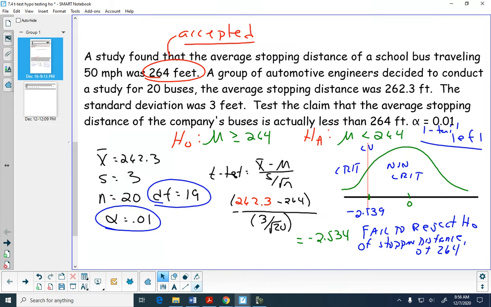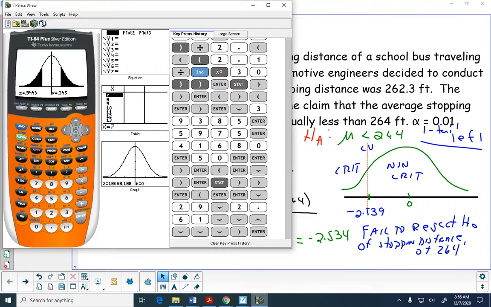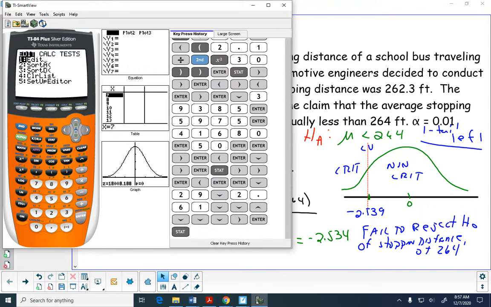So if we take a look at your calculator one more time here, let's go back to stats again. Let's go back to the test. Now, if you look at option number two is a t-test. So we want to do a t-test. So we're going to go down to the t-test, hit enter.